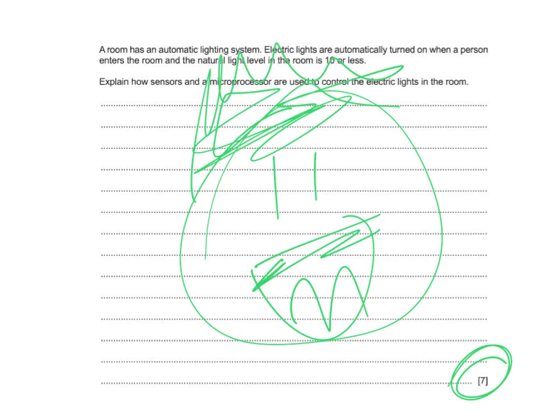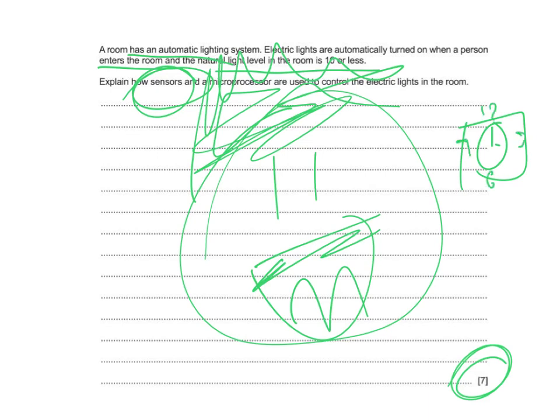Just make sure you look at that and think: automatic lights make points that go back to someone entering a room and the natural room light being less than 10 or less. Talk about how the different sensors are used in that. Obviously, it's going to need to use a timer on it as well, so that you can figure out if there's any need to switch it on.